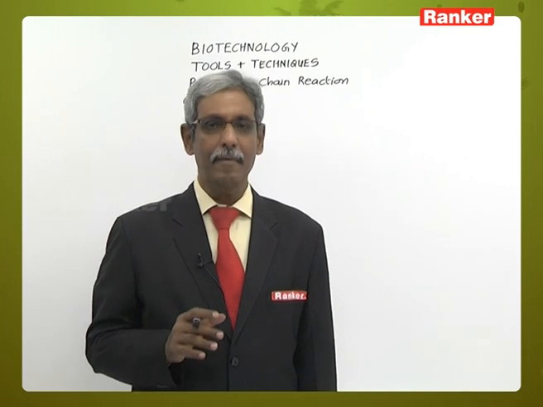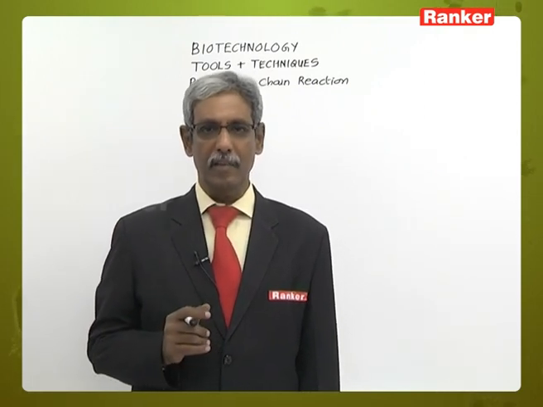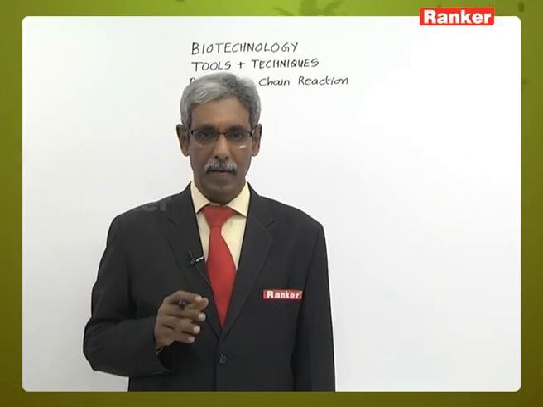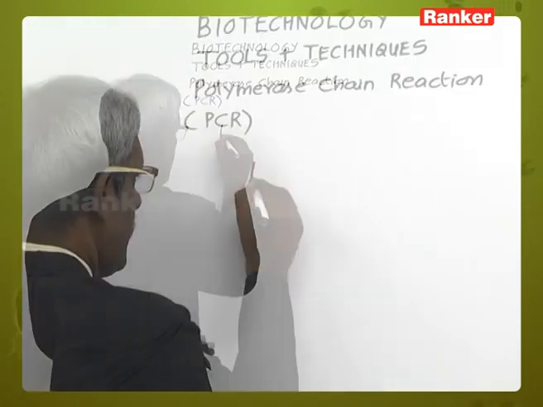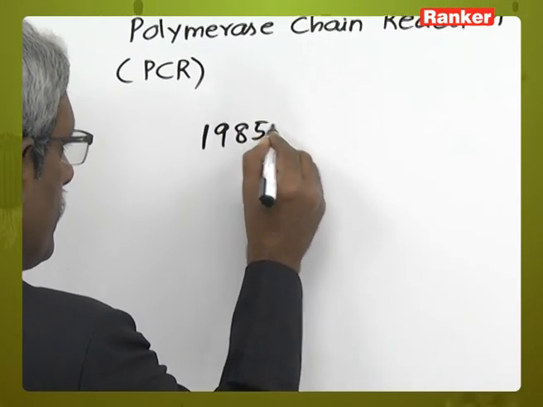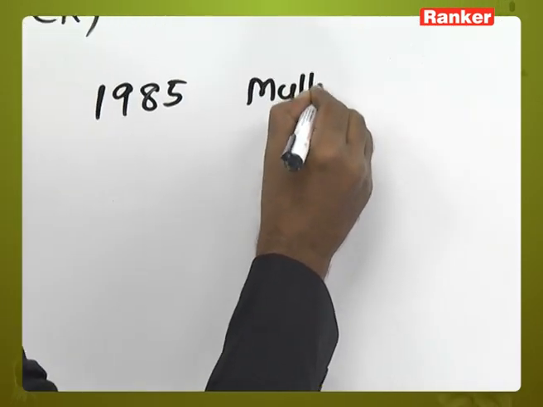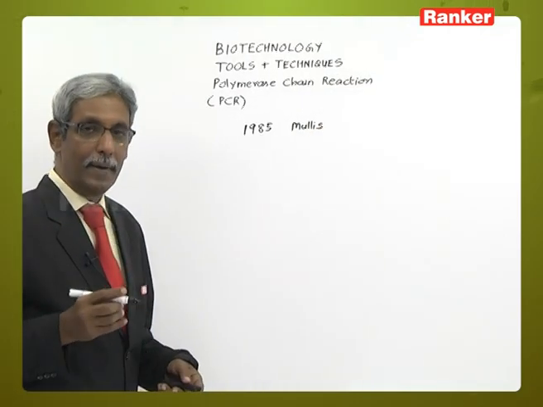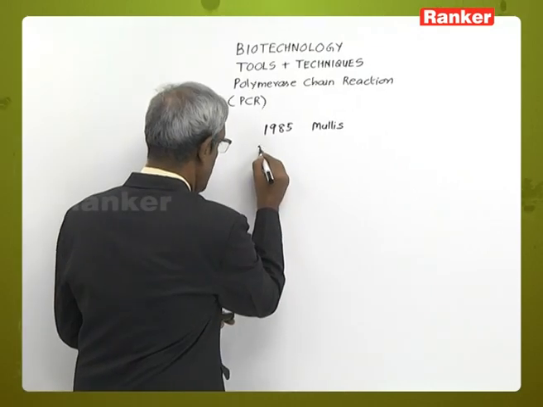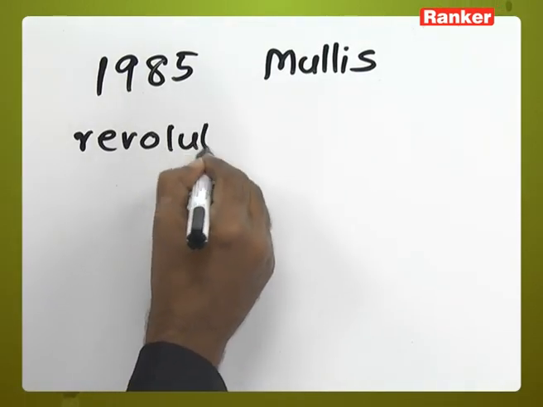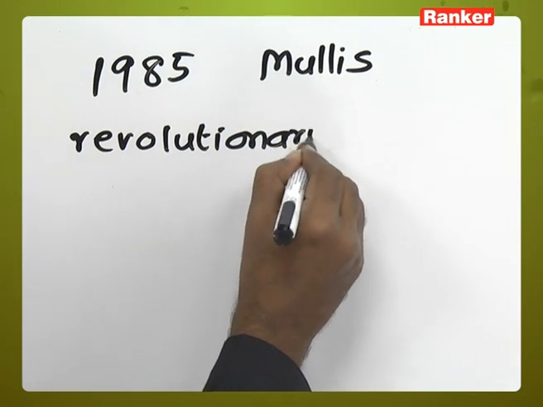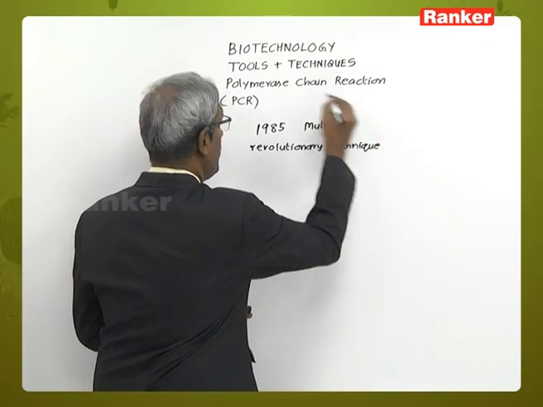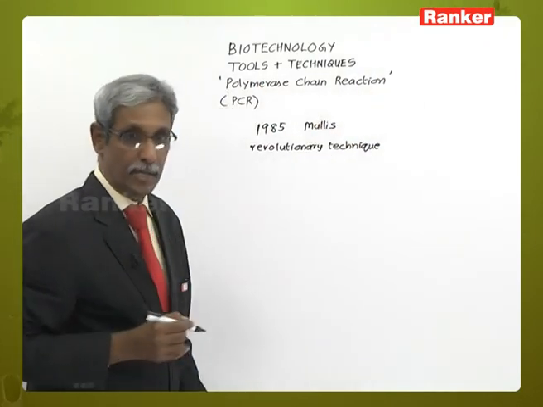Now we have an innovative technique which is termed as polymerase chain reaction. Now what is the goal of polymerase chain reaction? In 1985, Mullis, who was awarded the Nobel Prize, developed a revolutionary innovative technique which is termed as polymerase chain reaction.